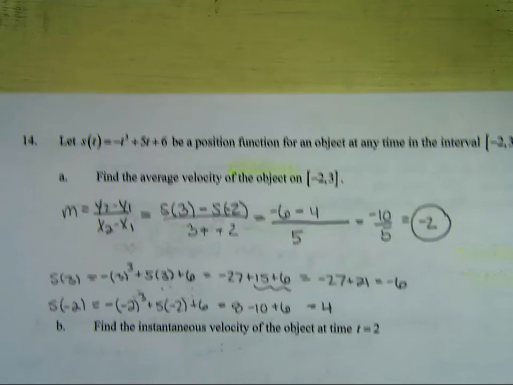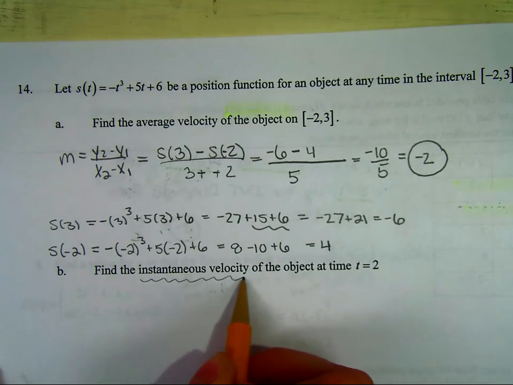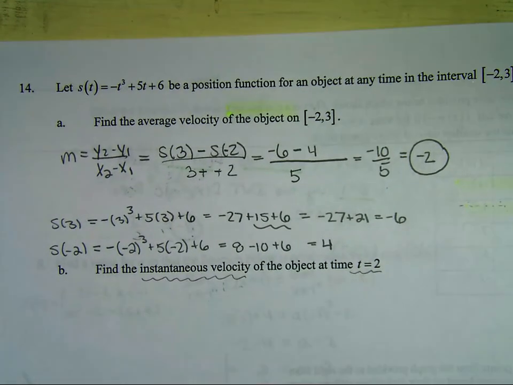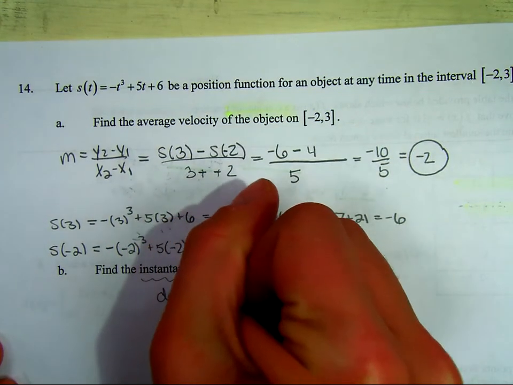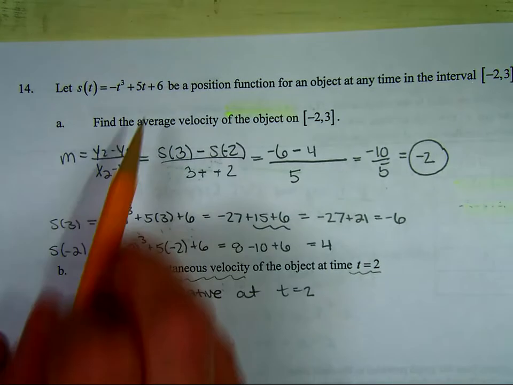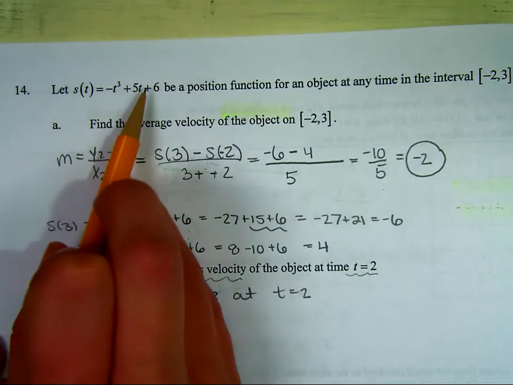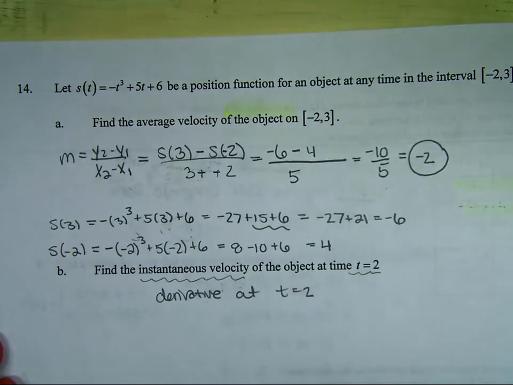Part B says, what is the instantaneous velocity? We said instantaneous velocity at a certain time is the same thing as the derivative at that time, or the slope of the tangent line. You could do that limit equation, that's the longer way, but remember, that's the same thing as the derivative at t equals 2. We could probably just do the power rule that we learned to find the derivative of S of t, then plug in 2, and that would be our answer. I think that's a shortcut.